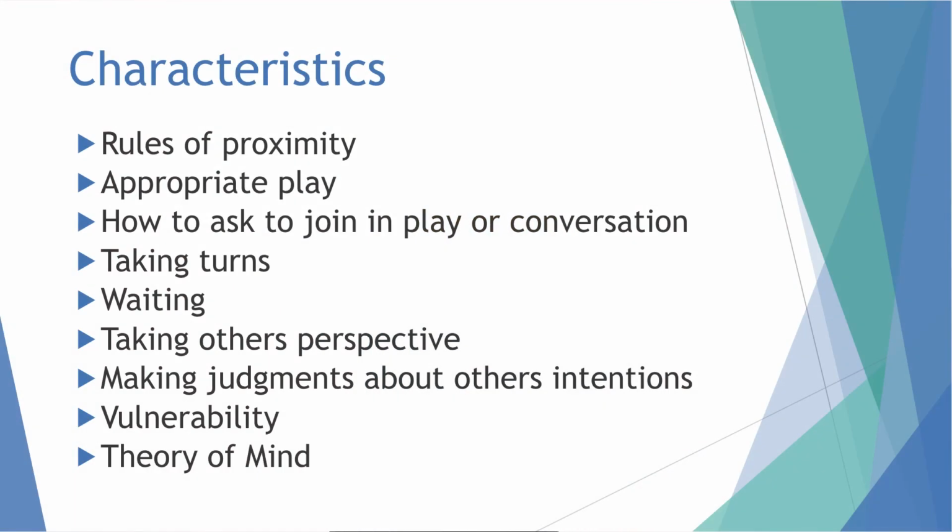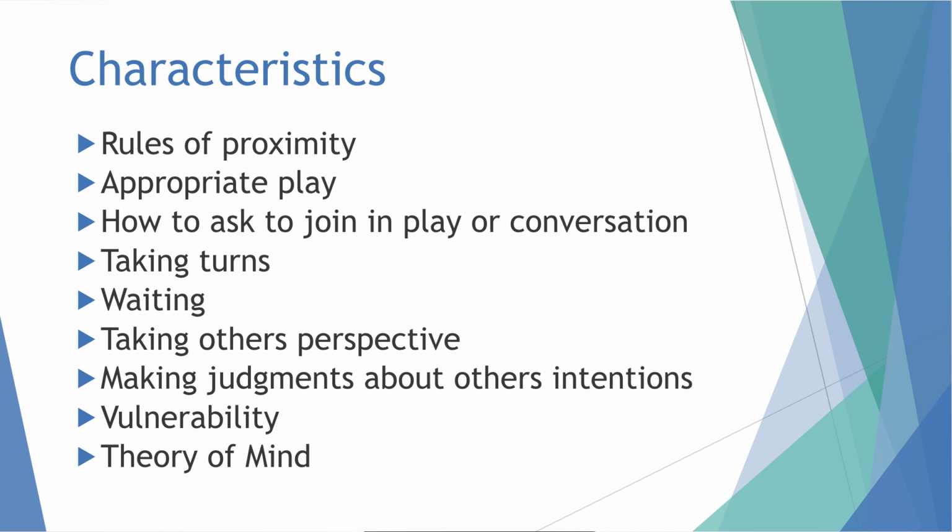Other things that have to do with this area have to do with the rules of proximity, how close you get to somebody. I have kids that are way too close when they're talking to someone. And so teaching kids that an arm's distance is a good way to understand what that proximity should look like when you're communicating with someone. How to ask or join a conversation or play. Taking turns and waiting can be hard.